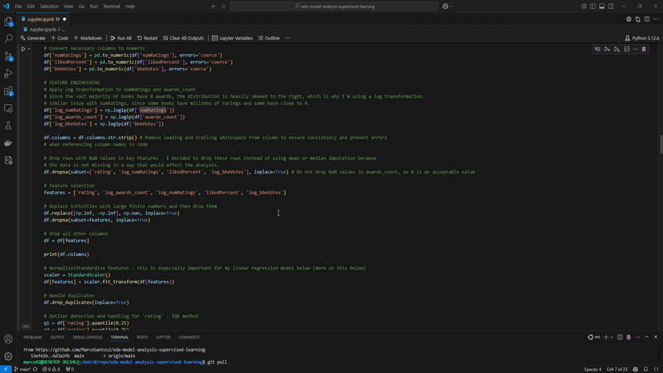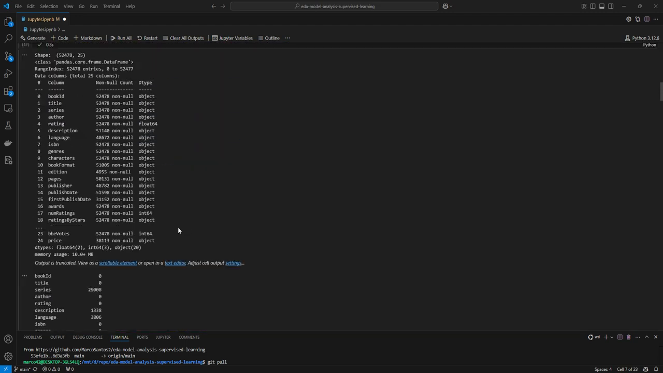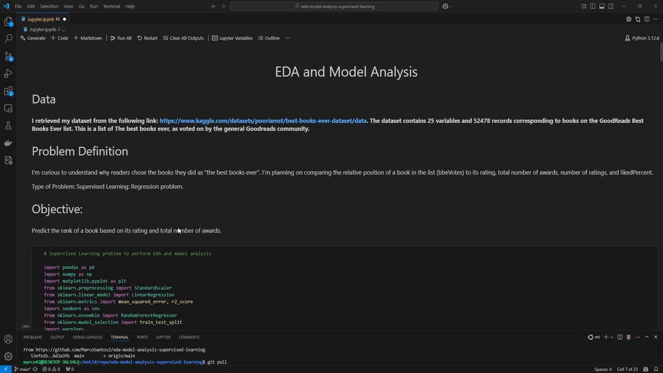Let's go down here. One thing I wanted to mention, which I forgot, was the type of problem here. So this is going to be a regression problem. The target variable, the BBE votes, is continuous and numeric, which is a key characteristic of regression problems. The models that I'm going to use are linear regression and random forest regressor. They're specifically designed for regression tasks, so I think it's appropriate for this context.